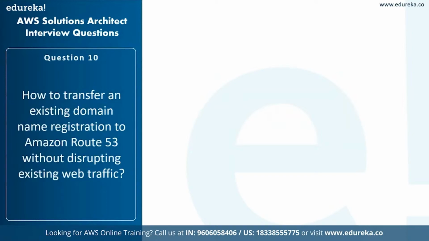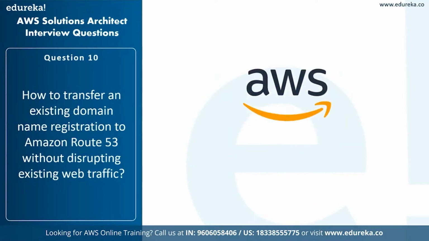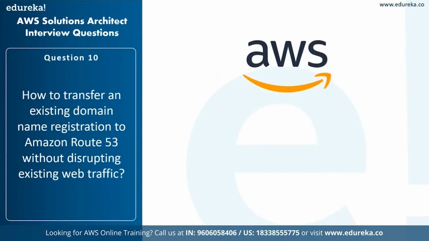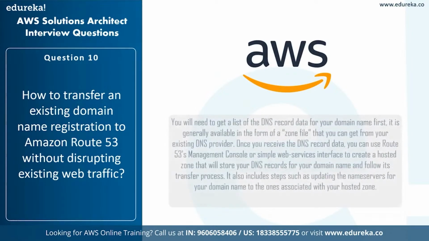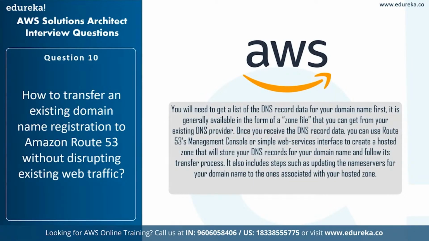Now let's have a look at the next question. How do we transfer the existing domain name registration to Amazon Route 53 without disrupting the existing web traffic? For this, you will need to get a list of the DNS record data for the domain name first. It is generally available in the form of a zone file that you can get from your existing DNS provider. Once you receive this DNS record data, you can use Route 53's management console or simple web services interface to create a hosted zone that will store your DNS records for your domain name and follow its transfer process.